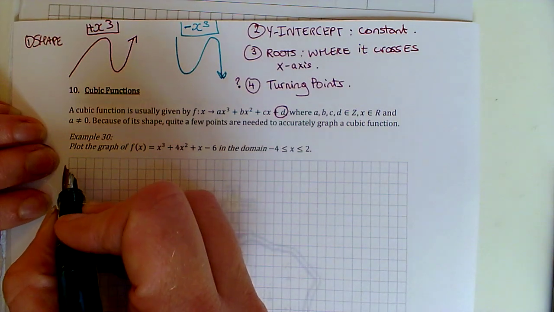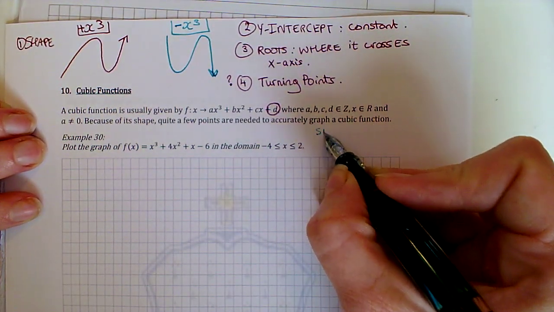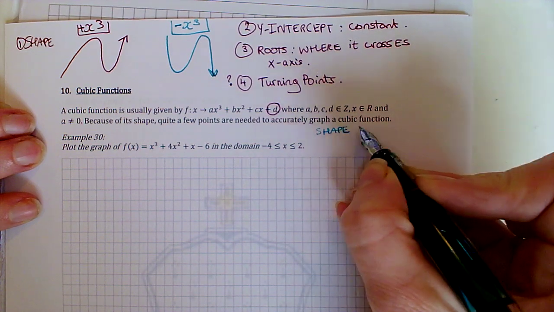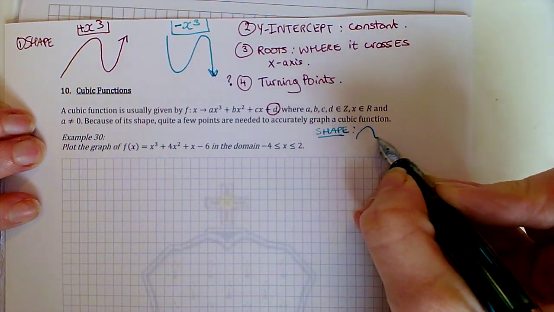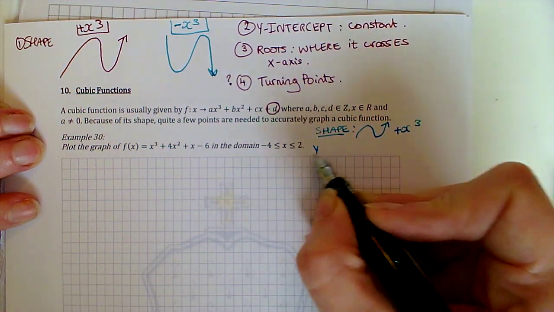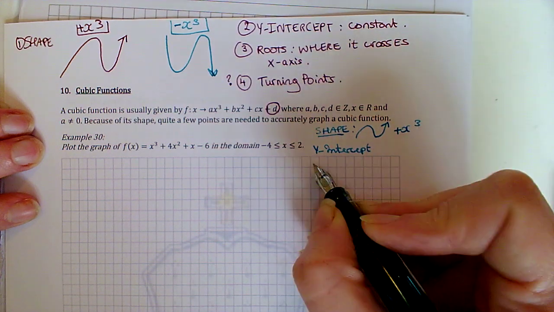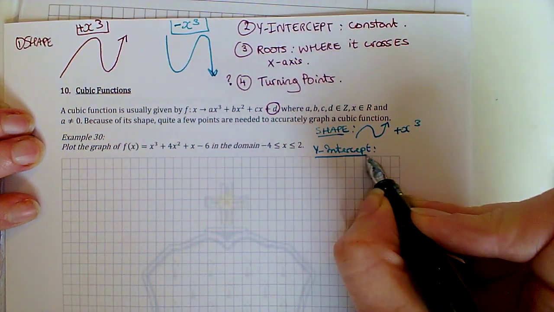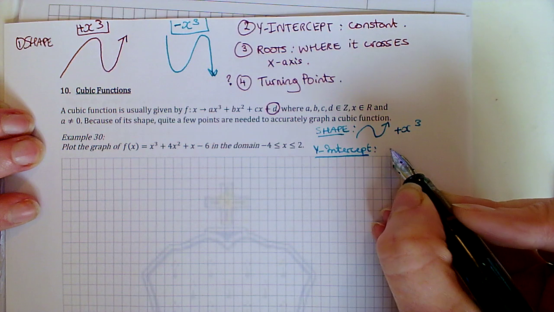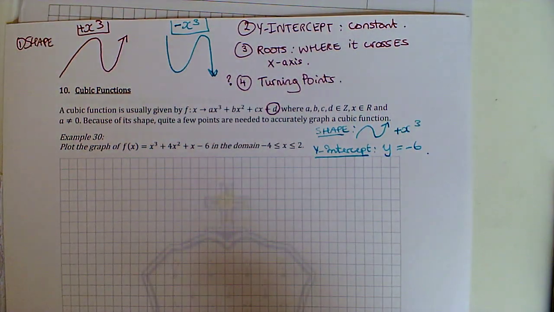We know the shape. I'll write it here because I want to use most of the room for the graph. We know that the shape of the graph will be like this because we have a plus x cubed. We know that our y-intercept is going to be at y equals -6. Okay, so that's where it's going to cross the y-axis.